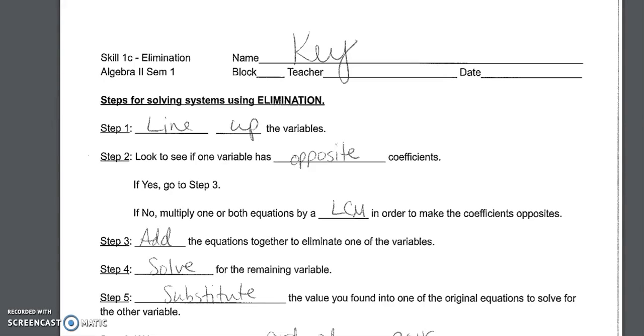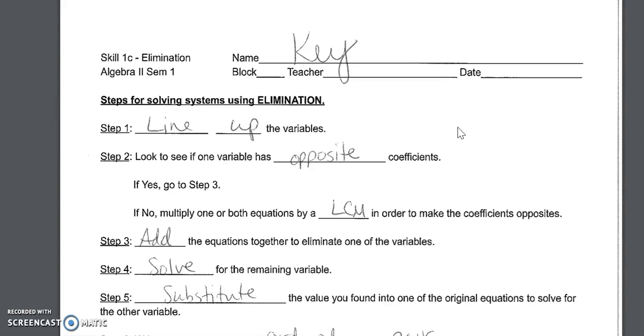So let's go ahead and fill in the blanks and get you started with how to do this. Number one, you're going to line up the variables. In parentheses behind line up the variables, what I would recommend you do is put your equations in standard form. Ax plus by equals c. You don't have to do standard form, but it is just a way to be consistent. The idea is that your x's need to be lined up, your y's need to be lined up, your equal signs need to be lined up, and your constants need to be lined up. So if you can do that, you'll be ready to go.